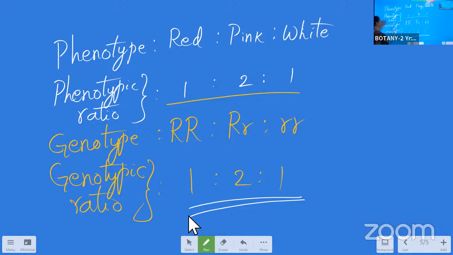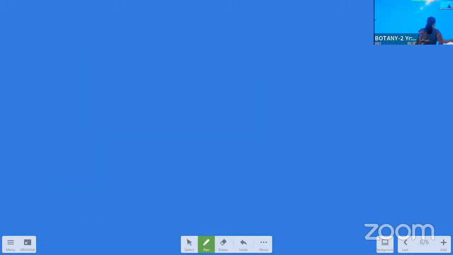In incomplete dominance, the phenotypic ratio varies from Mendel's law of dominance phenotypic ratio, that is from 3:1 to 1:2:1, where the recessive allelic characters are also expressed in the heterozygous condition, which shows the intermediate characters. And the phenotypic ratio and the genotypic ratio are the same in incomplete dominance, as 1:2:1. With this, we can wind up this answer. Now comes the next topic.